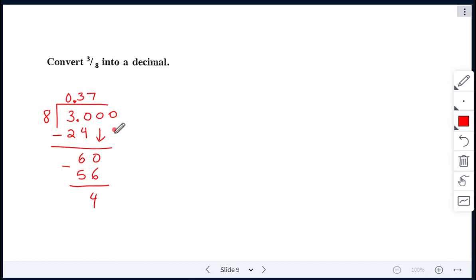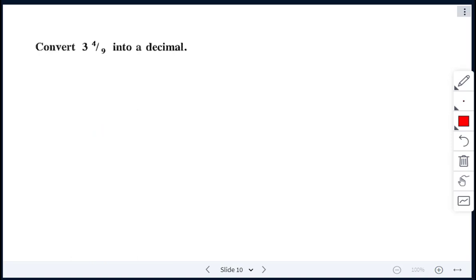Bring another 0 there, bring it down. And finally, how many times does 8 go into 40? It's 5 times. All right, and we're left with 0. So therefore, the answer is 0.375.